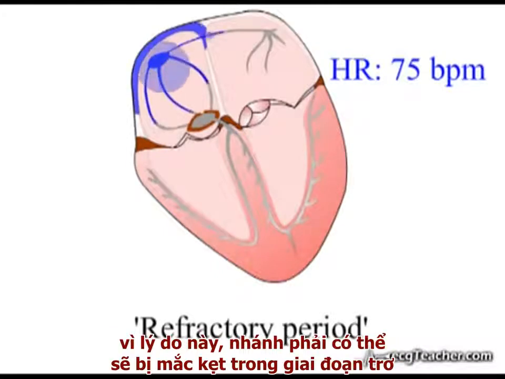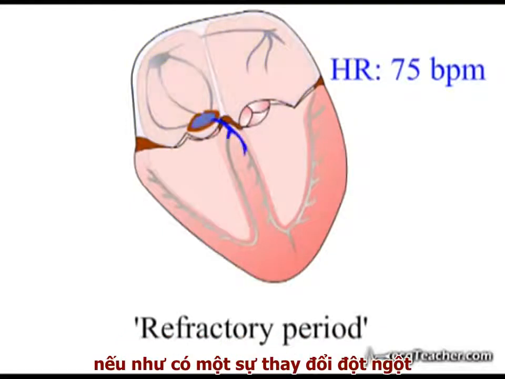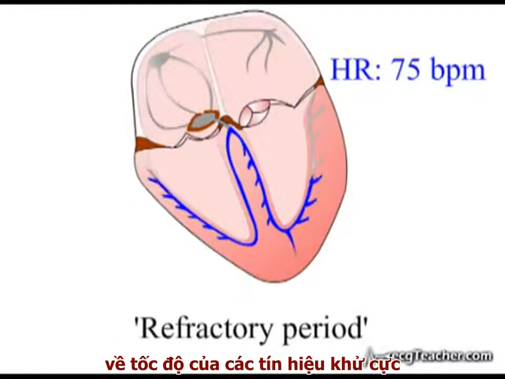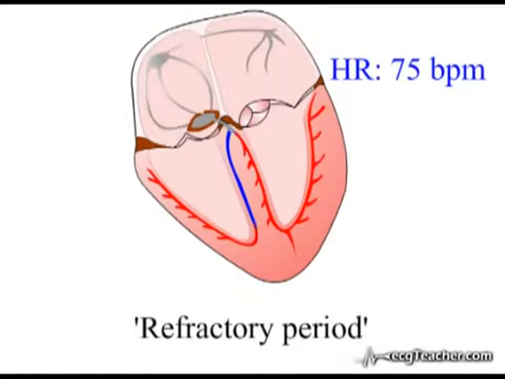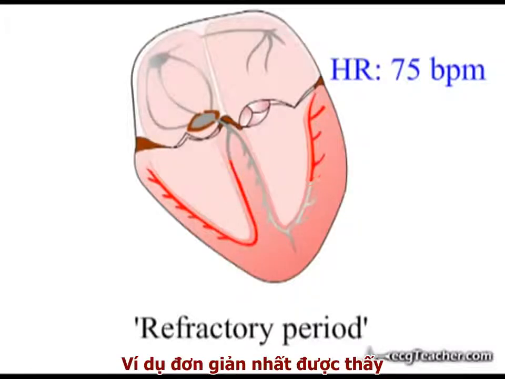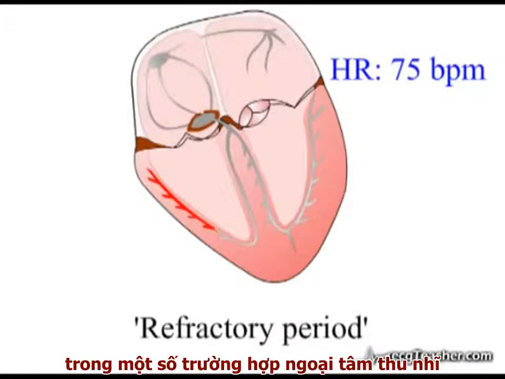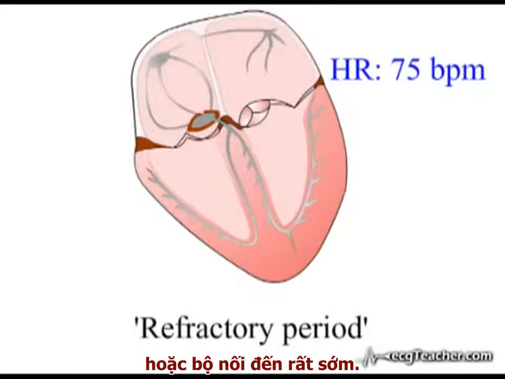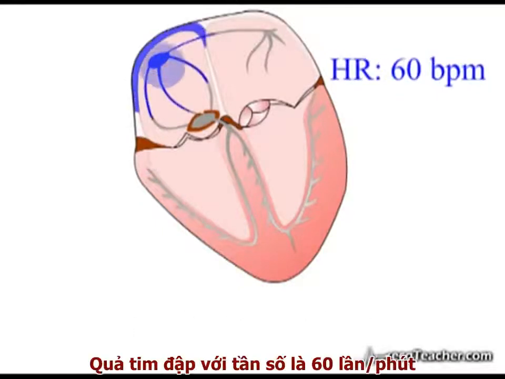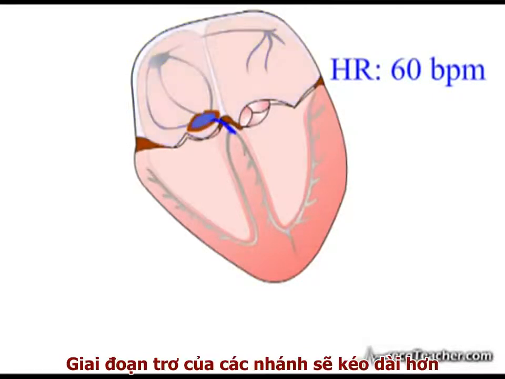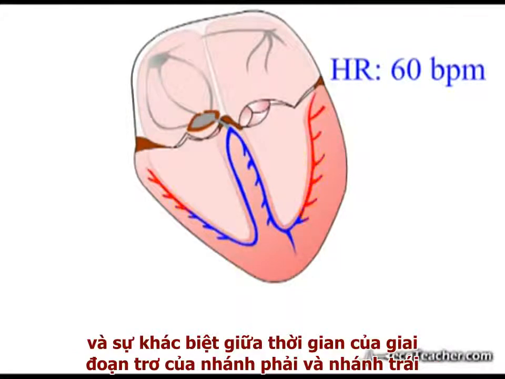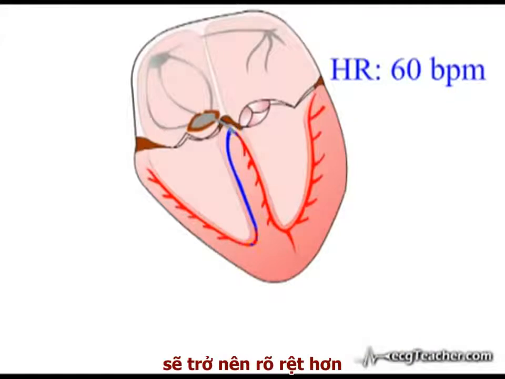For these reasons, it is possible for the right bundle branch in particular to be caught in a refractory state in the presence of a sudden, unexpected change in the rate at which depolarizing signal arrives through the bundle of His. The simplest example of this is seen in some cases of very early atrial or junctional premature contractions. In the example shown here, the heart is beating at 60 beats per minute. At this relatively slow heart rate, the refractory period of the bundle branches is prolonged, and the difference between the refractory periods of the right and left branches is appreciable.